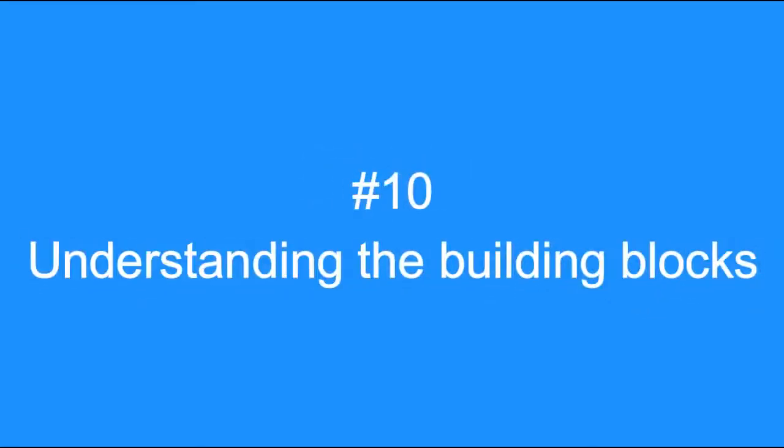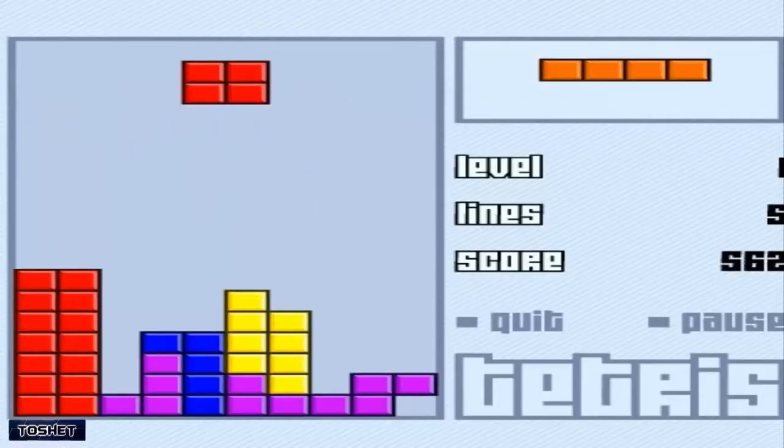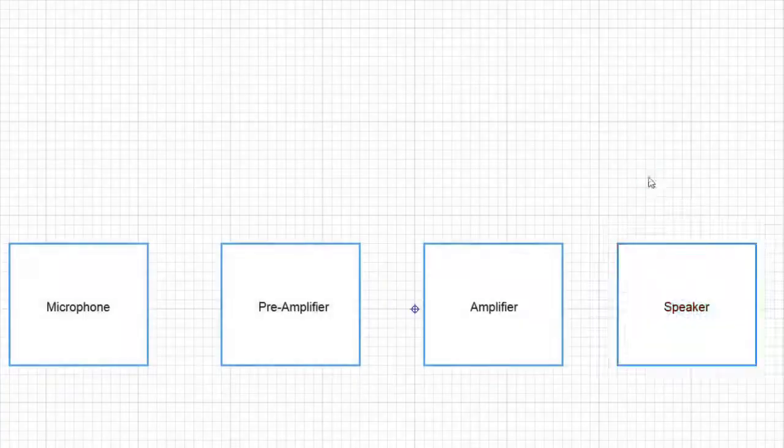Tip number 10. Understanding the building blocks. Circuit designing is pretty much like a game of Tetris where you fit in individual blocks of different sizes to win. Likewise, in circuit designing, you should be aware of individual blocks and their functions and then put them together.